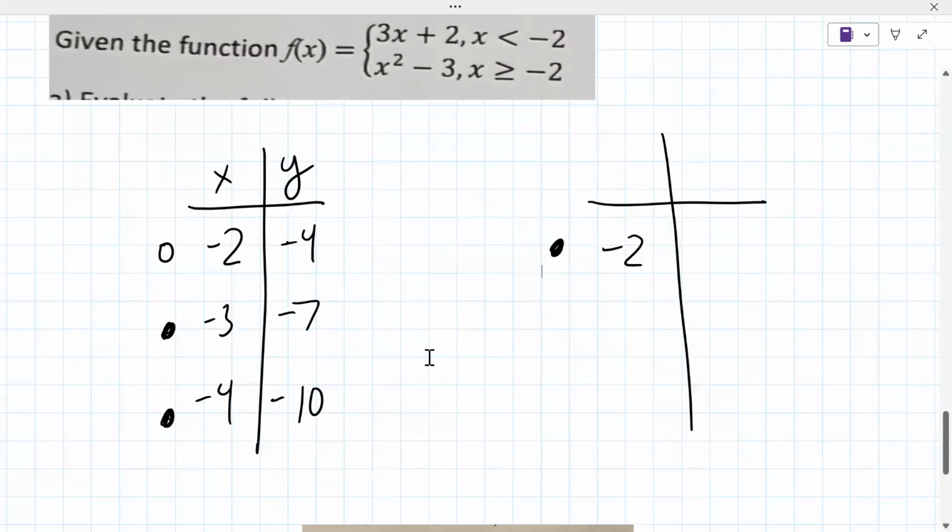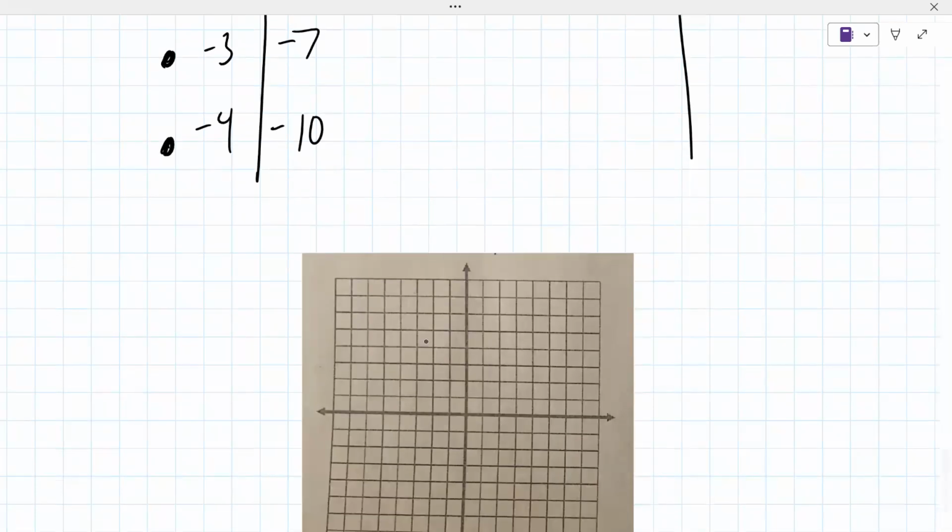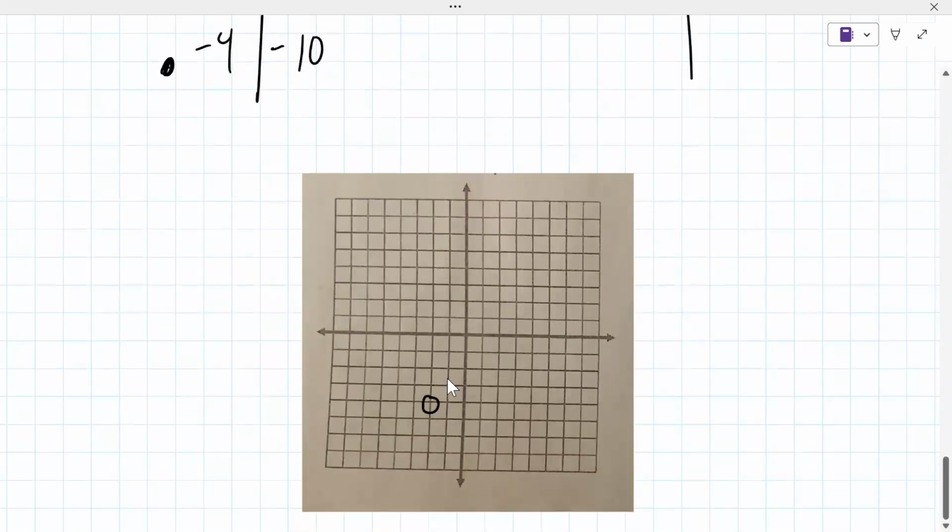Okay, let's graph this first one. -2, -4, -3, -7, and then I run out of room.